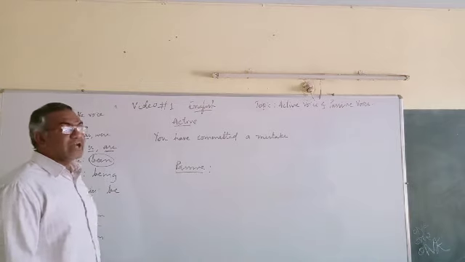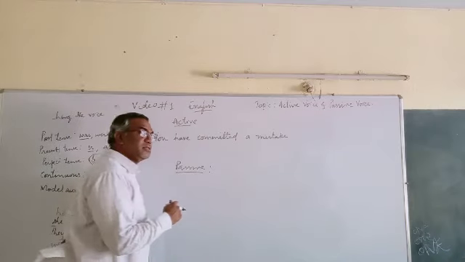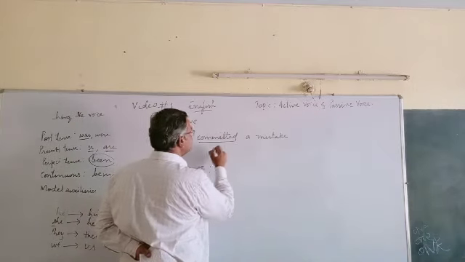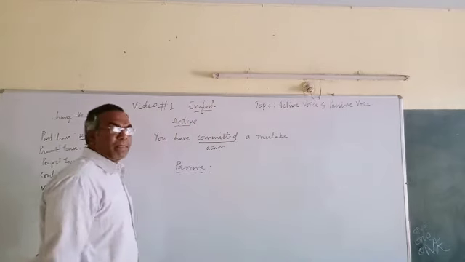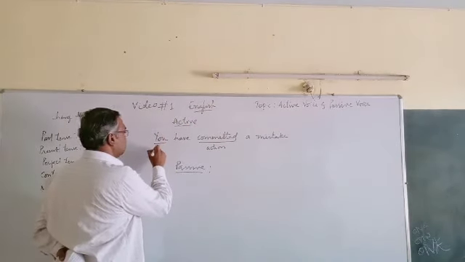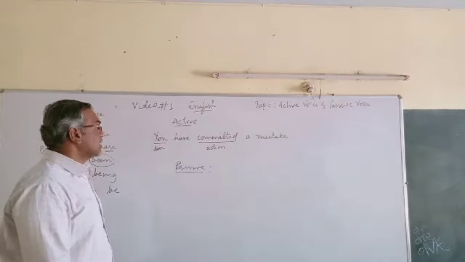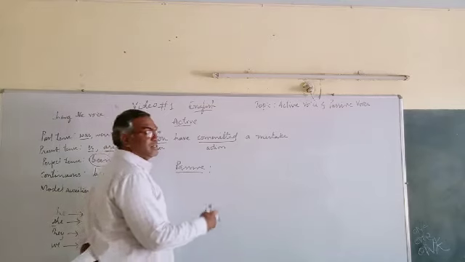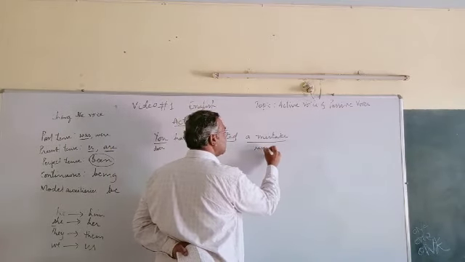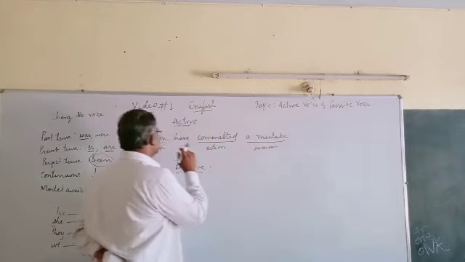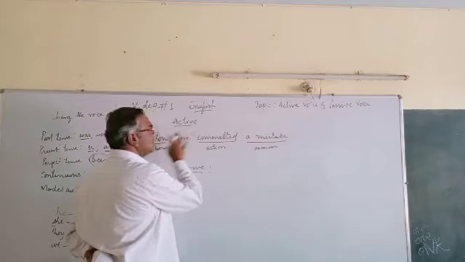Let's identify the action, doer and receiver. Here, the action is committed. You is the doer. You have committed what? A mistake. That is the receiver. Action, doer, receiver.